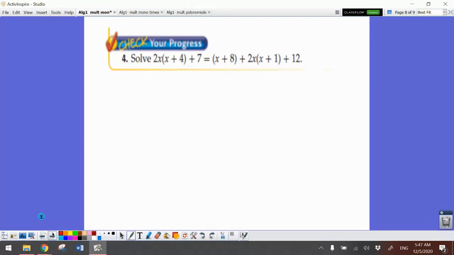Okay, go ahead and hit pause and see if you can solve this one. All right, let's see how you did.